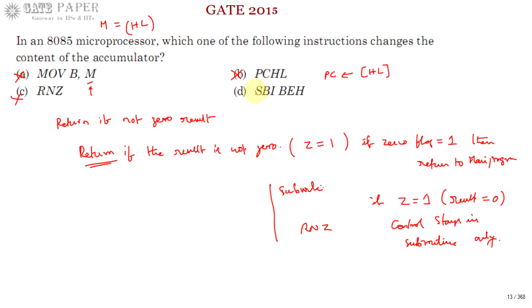Next, come to D. SBI BEH. Strictly speaking, it should be written in this way. BEH is an 8-bit number, that is, an 8-bit immediate number, that is going to be subtracted with borrow. SBI means subtract immediate with borrow.